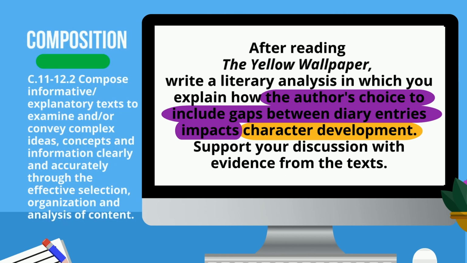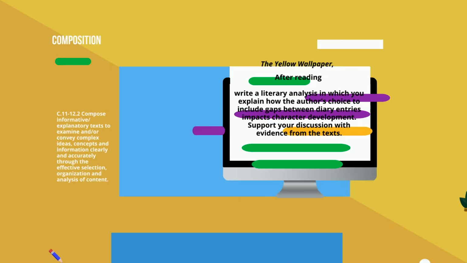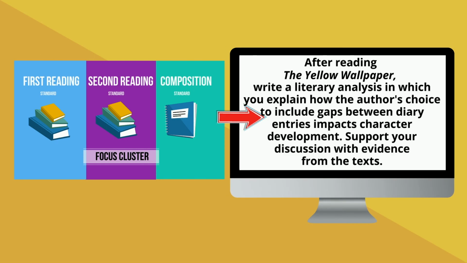Finally, let's look for the composition standard. In this case, students are asked to write a literary analysis, which is a kind of informational or explanatory text. And they are asked to support their discussion with evidence from the text, which gets at the standard's demand that students convey their ideas clearly and accurately through the effective selection, organization, and analysis of content. Once again, highlighting the prompt in this way allows you to ensure not only that your task is explicitly standards-driven, after all, the language of the standards is literally in the prompt itself, but also that the standards are working together to support and leverage each other.